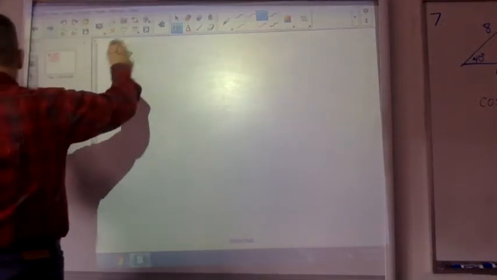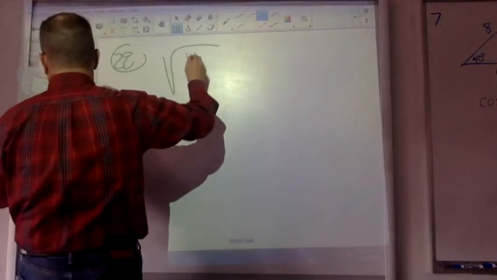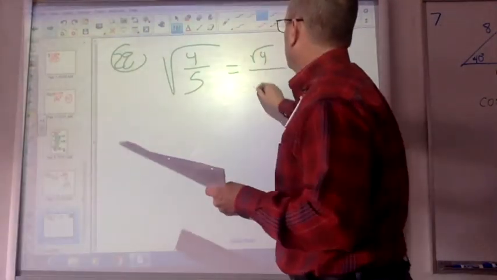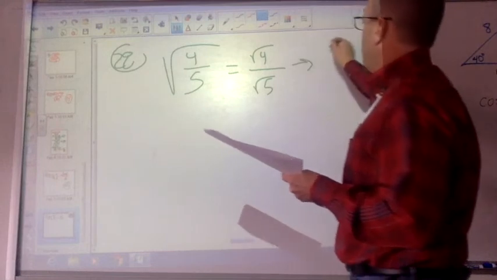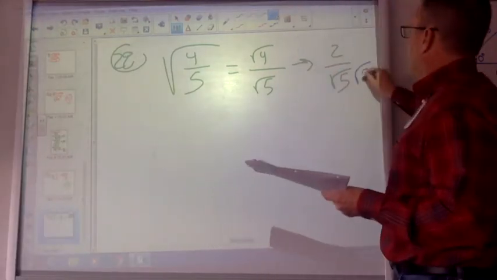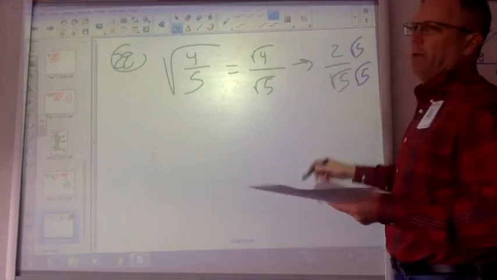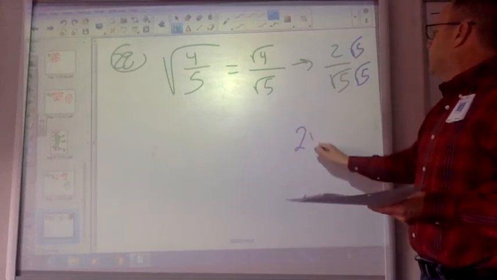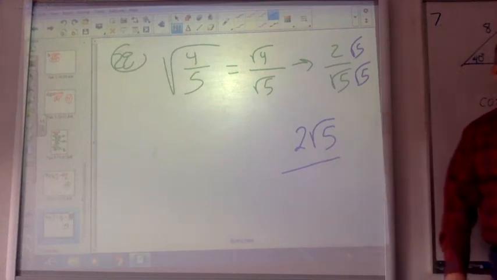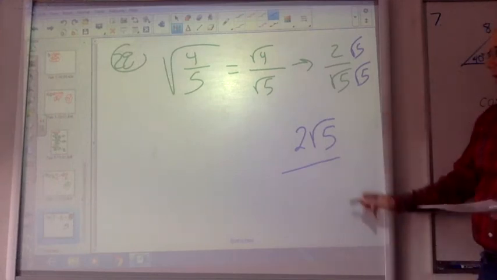28. Okay, this is going to break into this. Nice thing is the top becomes this. But I need to multiply top and bottom by this and this. Don't pack up yet. Come on. I get 2 root 5. Root 5 times root 5 is root 25, yes? Root 25 is what? 5.